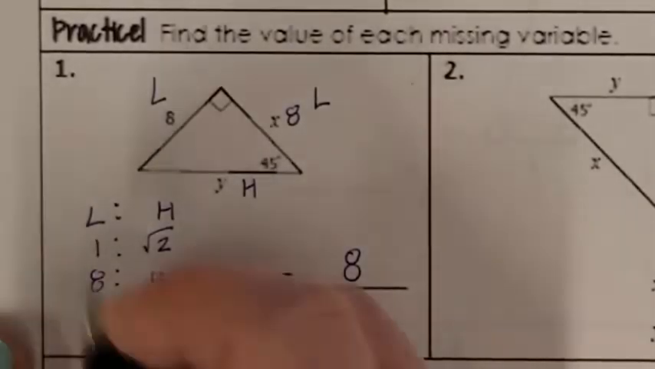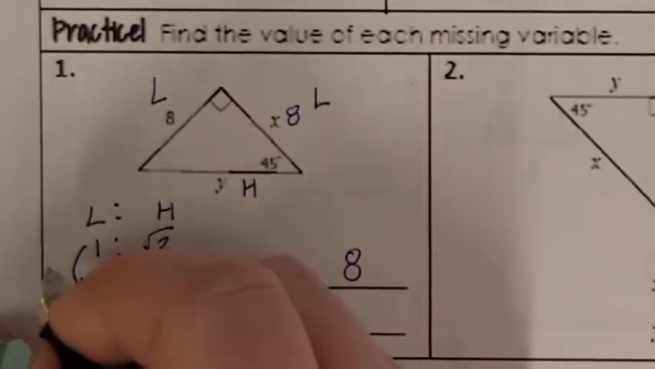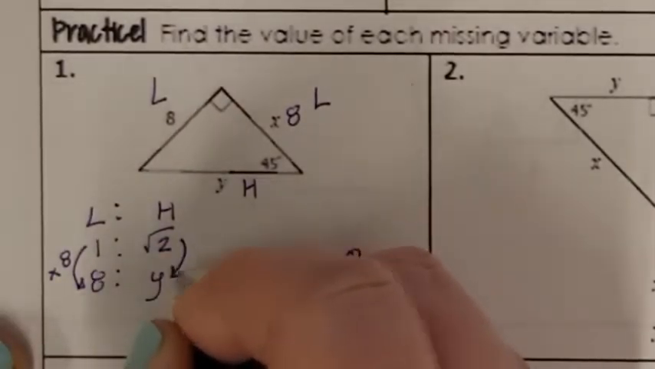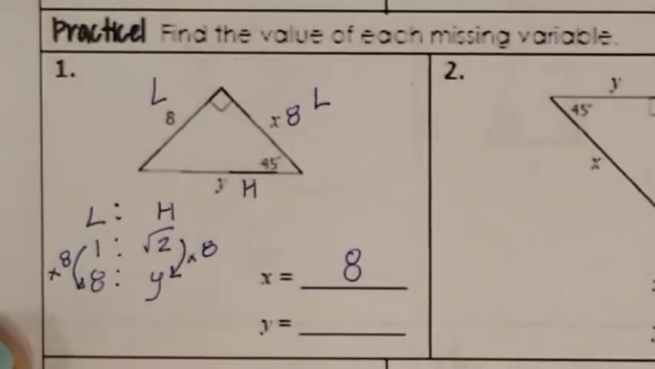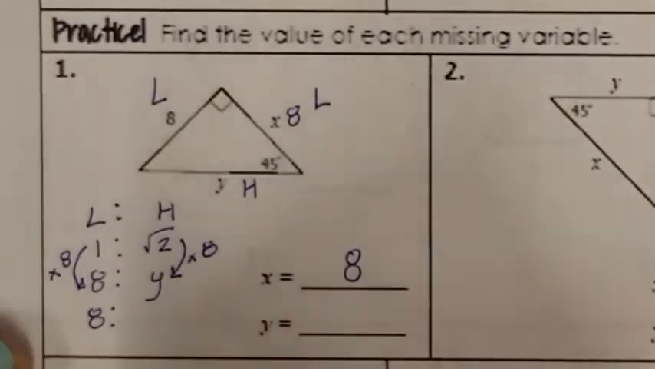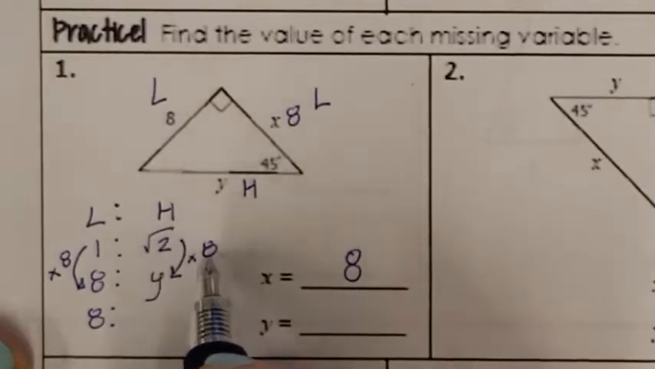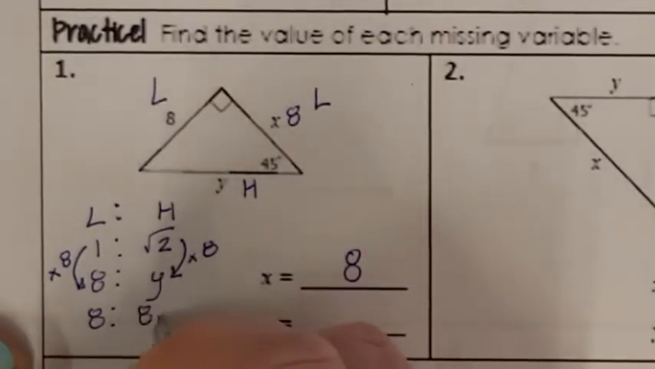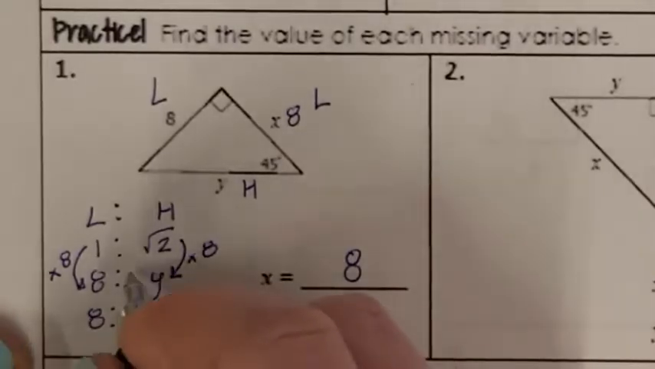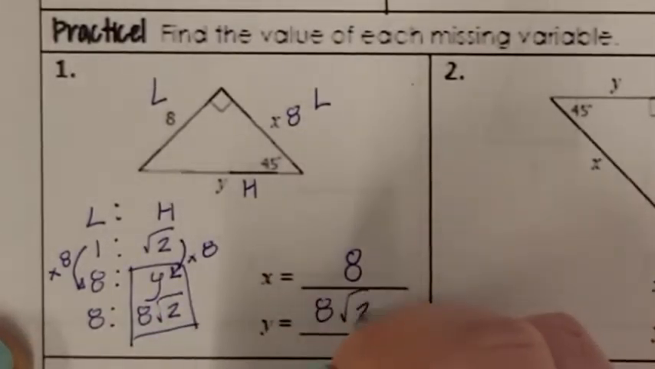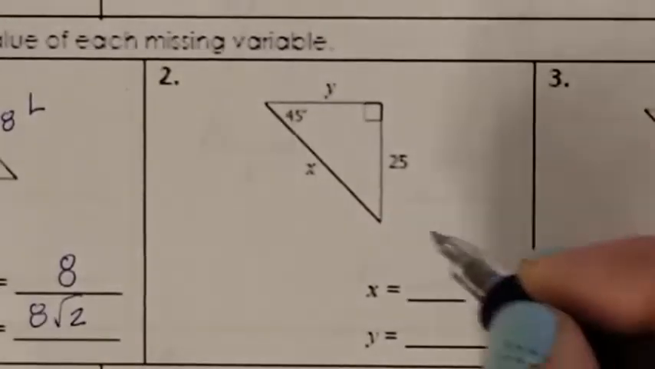Because I know 8, I did 1 times 8 to get the 8, which meant I needed to multiply the square root of 2 by 8 to get my y. So 1 times 8 gave me the 8. I know my leg is an 8. Square root of 2 times 8 gave me my y. Square root of 2 times 8 is 8 square root of 2. So I know my y value is 8 square root of 2. Let's go look at the next one.